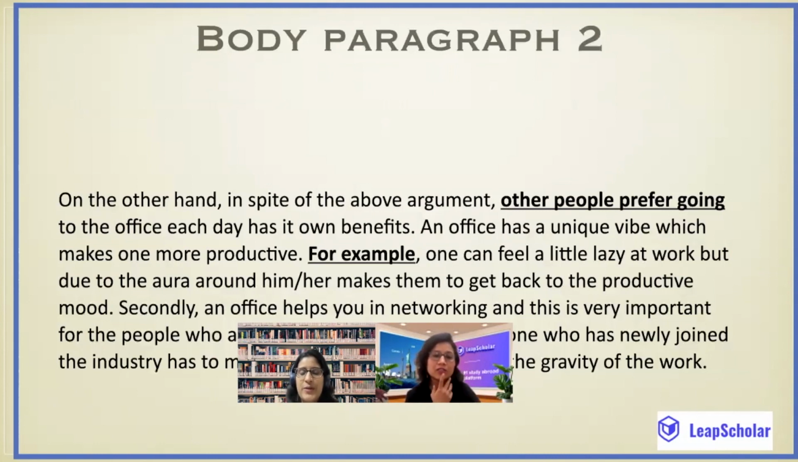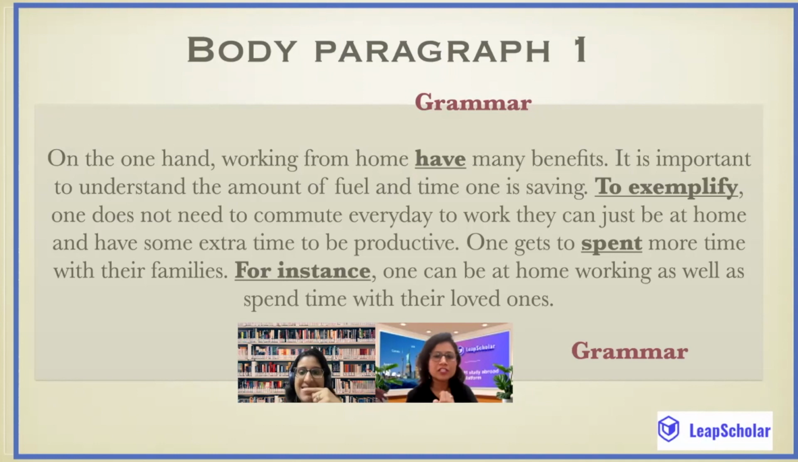Could we just go back to the last slide and again discuss this last sentence? "For instance, one can be at home working as well as spend time with their loved ones." This sentence is also not correct because it's not an example, as you have already seen. It's a generalization, and generalizations are not examples. Your example should be more specific and shouldn't be so general.